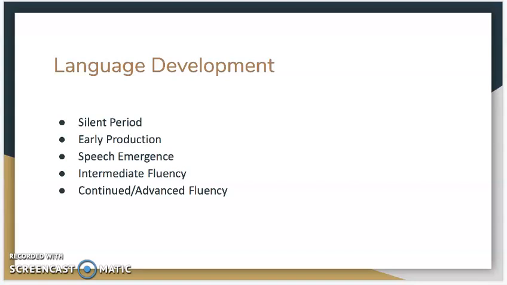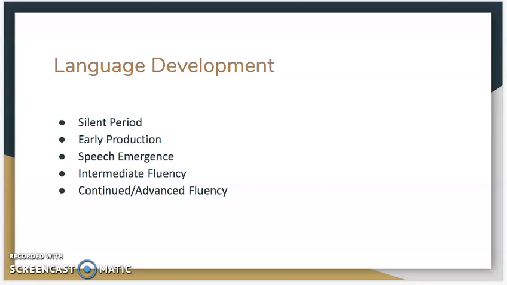The intermediate fluency stage can last up to a year. This is where the learners begin using more complex vocabulary in their sentences, and they begin to have fewer grammatical mistakes than when they were in the speech emergent stage.